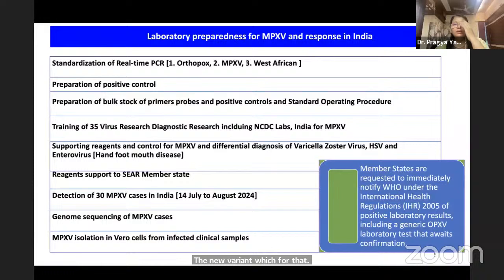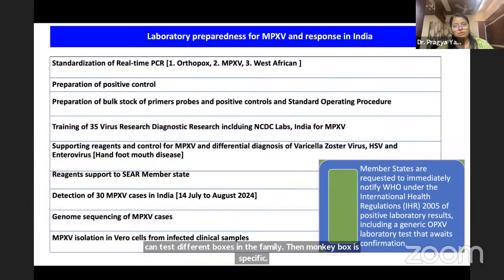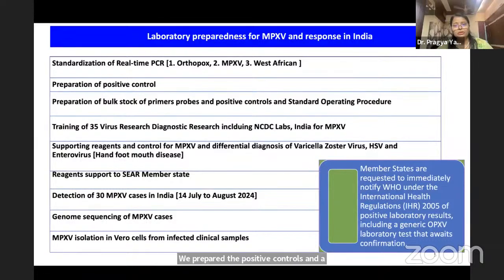So let me share first what India did in 2022 when it was declared an emergency. First, we quickly developed a real-time PCR which can detect orthopox, as we heard from all the speakers about the family, genus, and monkeypox virus. We have these 3 assays: one which can test different pox viruses in the family, then monkeypox specific, and then West African specific. We prepared the positive controls, stockpiled the primers and probes, and prepared the SOPs.